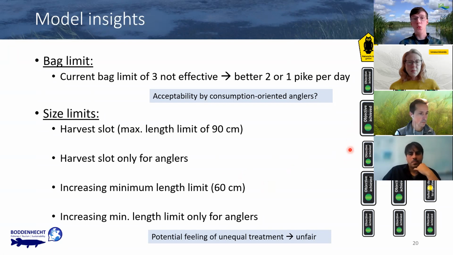And the same pattern is true here for increasing the minimum length limit. If you would have angler-specific treatment here with a size limit only for them or a harvest slot, maybe there's the feeling of unequal treatment and the feeling of unfairness. This could be a problem here.